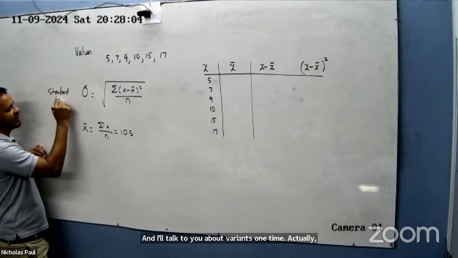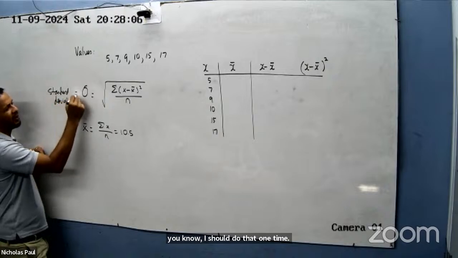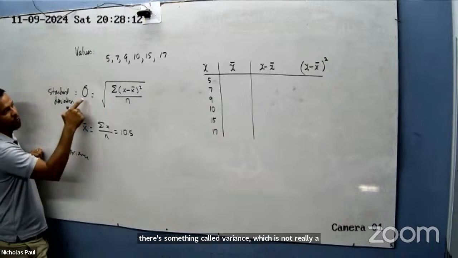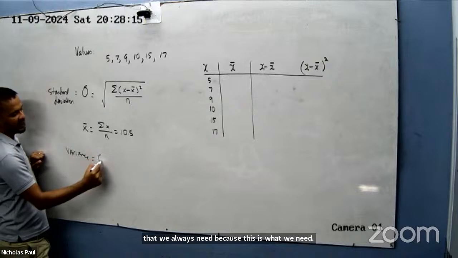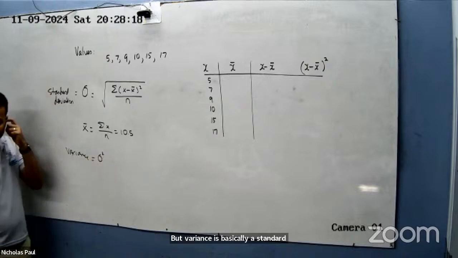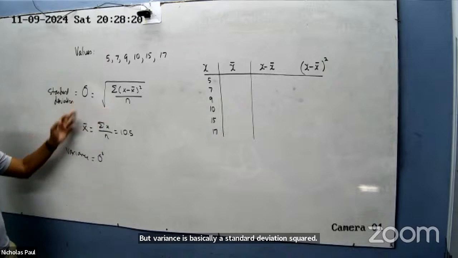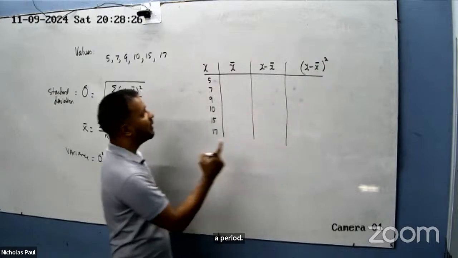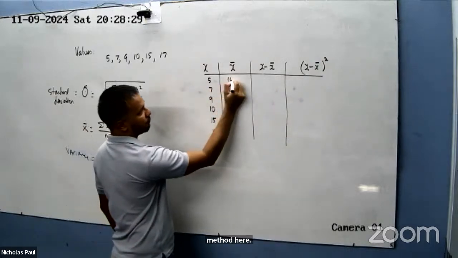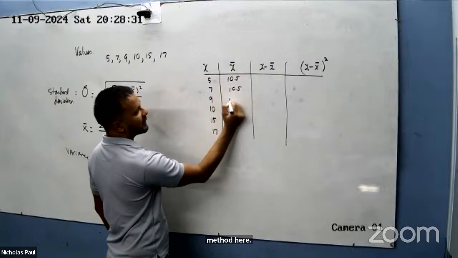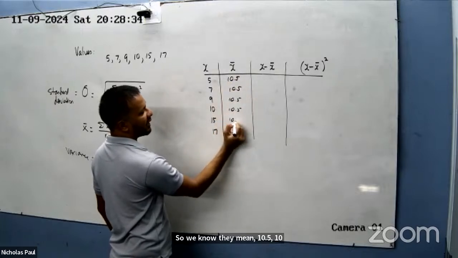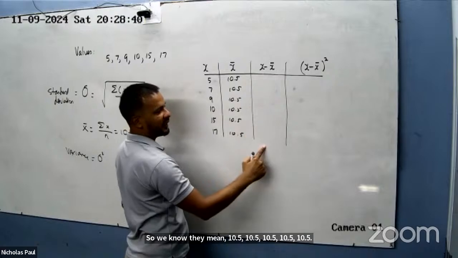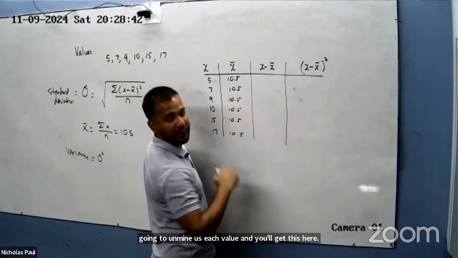Standard deviation. And there's something called variance, which is not really a quantity that we always need, because this is what we need. But variance is basically the standard deviation squared. Just square this value and you'll get the variance. So we're going to do a little table method here to help us find the standard deviation. We know the mean is 10.5. You minus each value from the mean, and then take this value and square it.